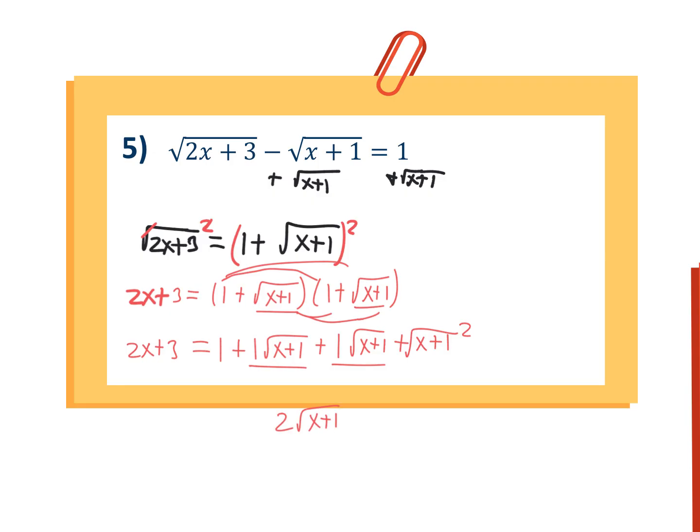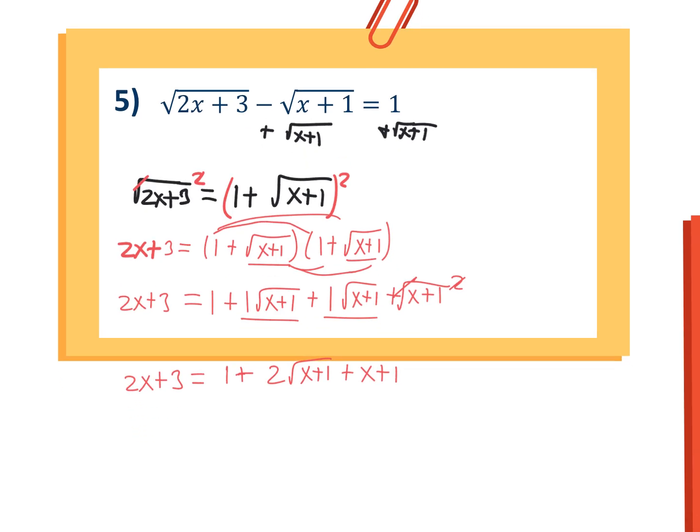If I have 1 plus another one, then we get 2 of those things. All right, so then I'm going to get 1 plus 2 square root of x plus 1, and then the square root of x plus 1 squared is just going to become x plus 1. And then on the other side, I'm still just going to have the 2x plus 3. All right. And then I can combine like terms.